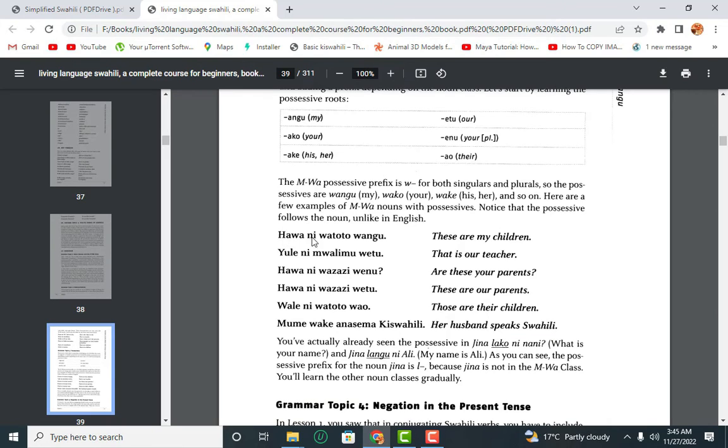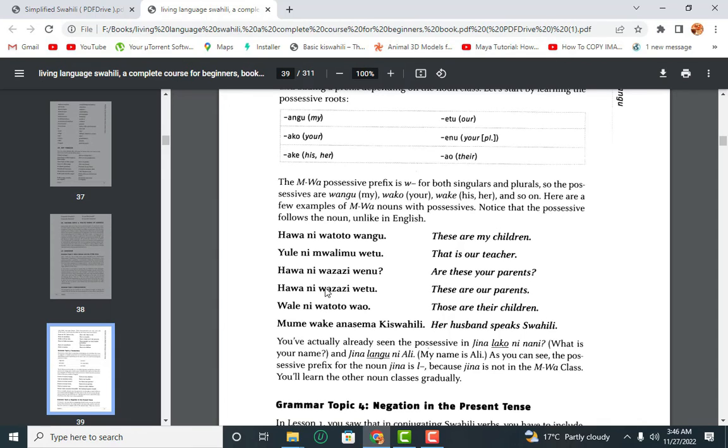The first one, hawa ni watoto wangu, which means these are my children. The second one, yule ni mwalimu wetu, which means that is our teacher. The next one, hawa ni wazazi wenu? which means are these your parents?